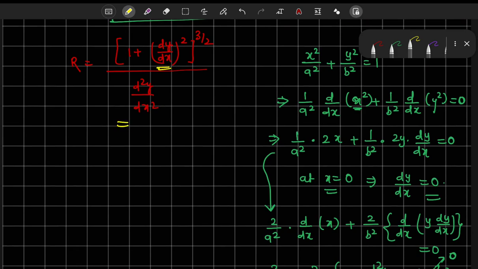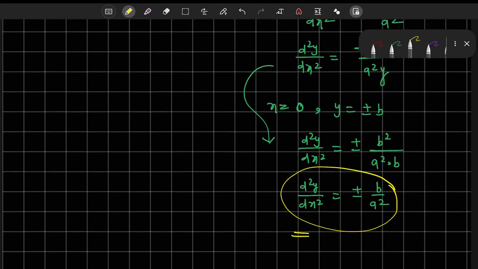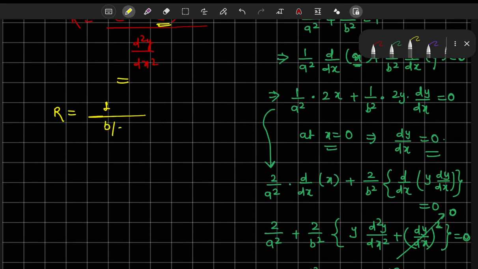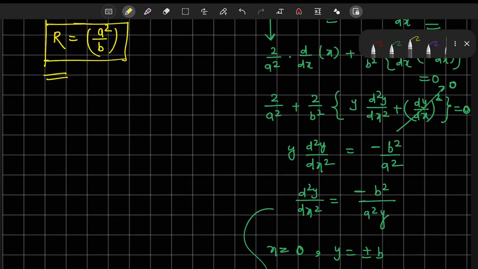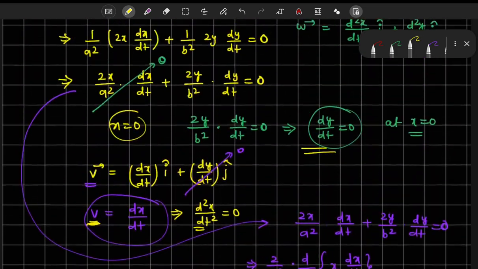Okay, so let us substitute the value of d square y upon dx square here. dy by dx is 0, so the value of radius of curvature we will get as 1 divided by b upon a square, so radius of curvature we will get as a square by b. We have taken it as positive because radius of curvature is always positive. Okay, so I hope the entire procedure is clear. Thank you.